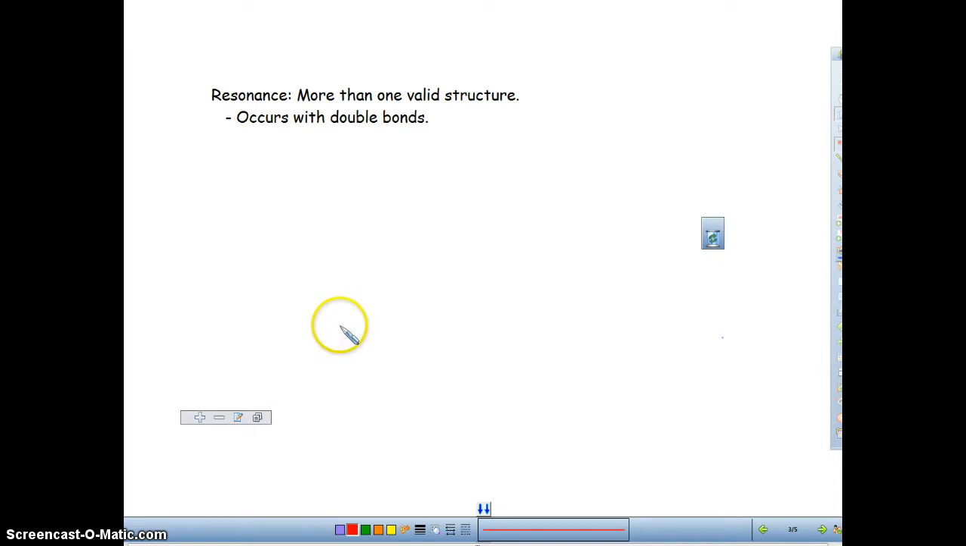So resonance just means I can have more than one valid structure. In a case sometimes it's a little bit like an isomer, but resonance means I'll have the same number of things, and I'll also have the same properties, whereas in isomers sometimes I can get a different property for various isomers. So this typically occurs in elements with double bonds.